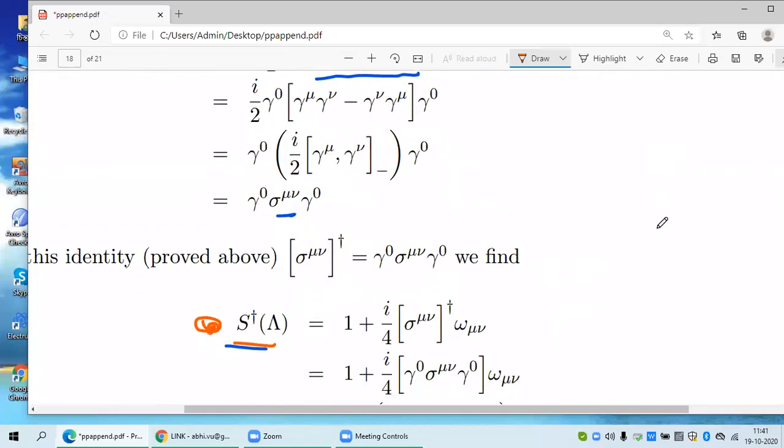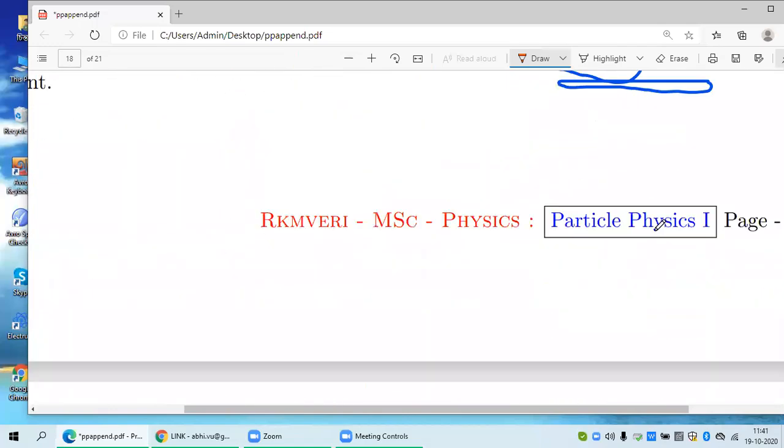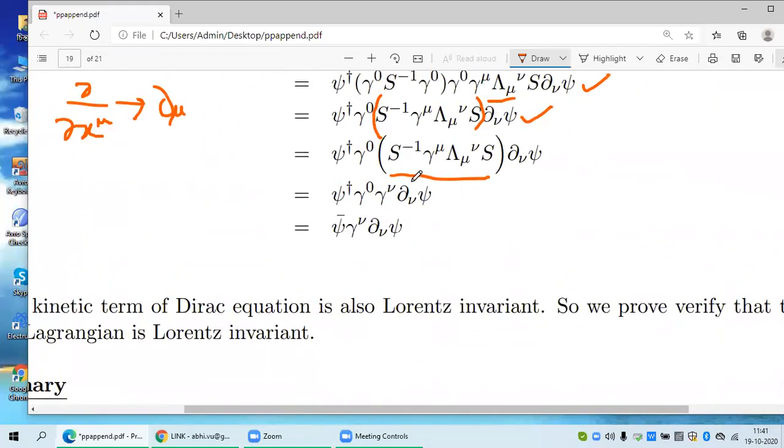So here, using that condition, in place of this, what should I write? Just gamma nu. Is it clear? Yes. Now put this thing, sorry. So this object is psi bar with gamma, psi dagger gamma 0, keep gamma nu and this.